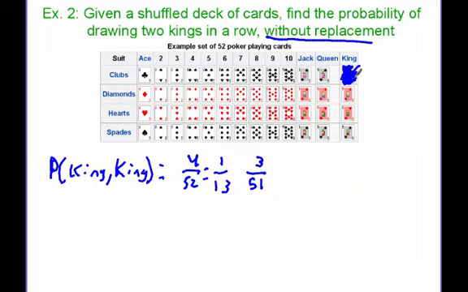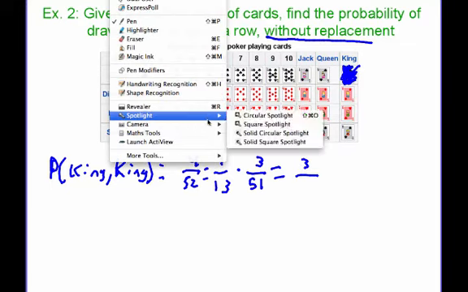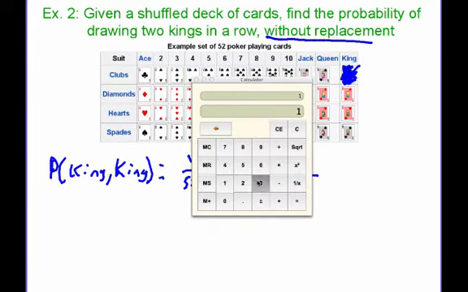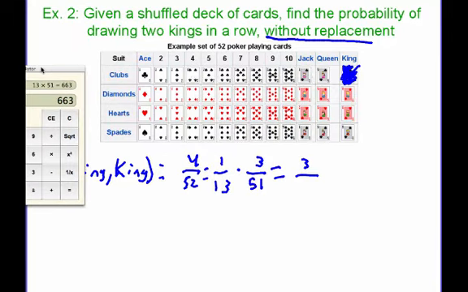Notice that both the number of kings and the total number of cards went down by 1 because I took 1 out. So I'm going to multiply now. I get 3 over whatever 13 times 51 is. That is 13 times 51, 663.